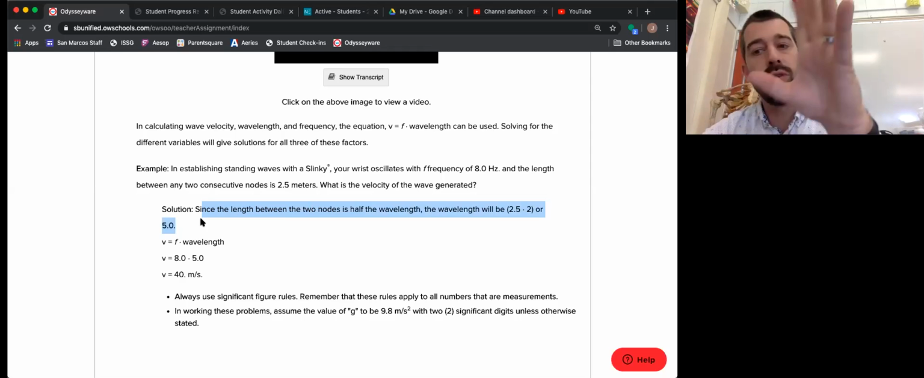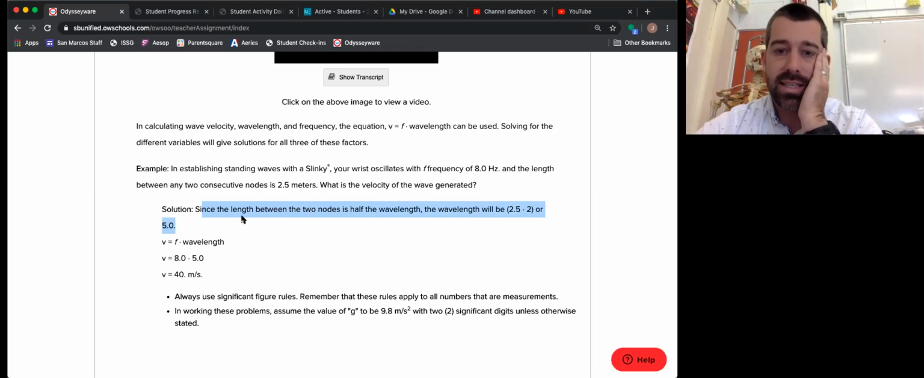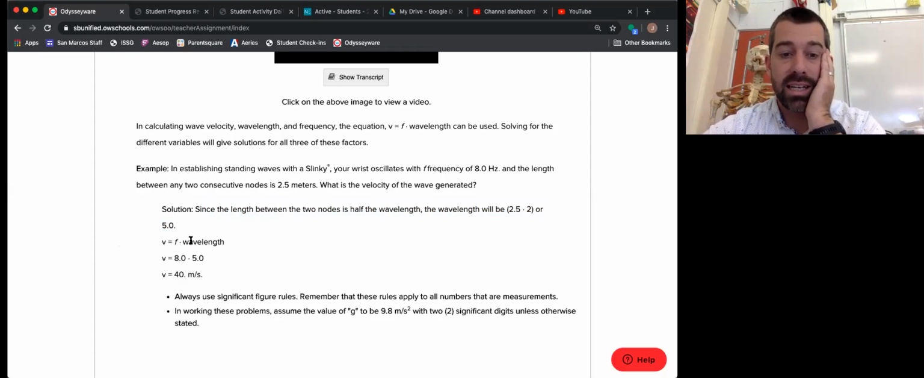So that's the only trick it's trying to play on you, is that it's giving you only half the wavelength. And so you're going to go, okay, well, it's a wavelength of 5. I'm plugging it into my equation. Here we go. Wavelength is 5. I'm plugging in my frequency as 8, just like I did before. I'm multiplying those together to get 40.